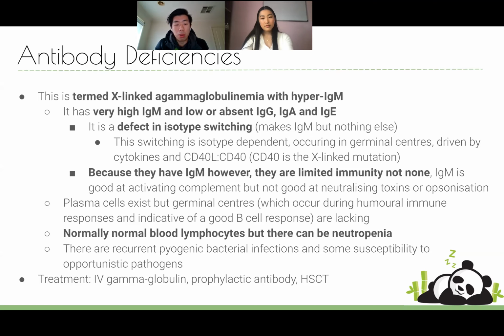And you also get germinal centers which are lacking because of lack of proliferation. You can also get normal blood lymphocytes, but there can be a neutropenia. But effectively, they are more susceptible to infections because they aren't as effective in their production.